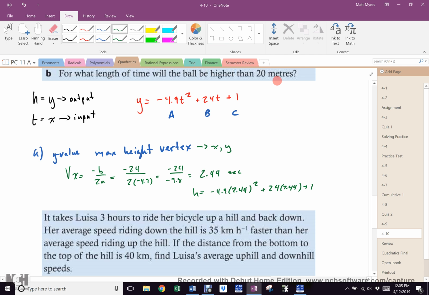Okay. That gives me a height, right? So I know that it has to be 20, right? I want higher than 20 meters, yes? So how would I write that in math class? 20 is greater than or less than? I want to know when the ball is higher than 20 meters. So is 20 the lowest one I want to count or the highest one I want to count? Lowest. So 20 must be less than the whole parabola, right?